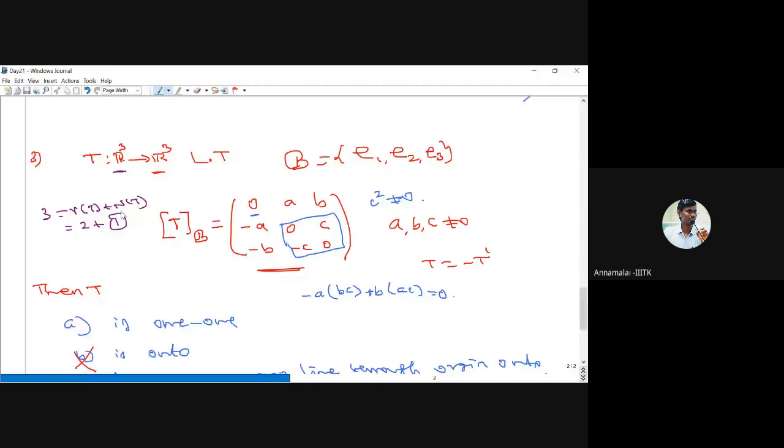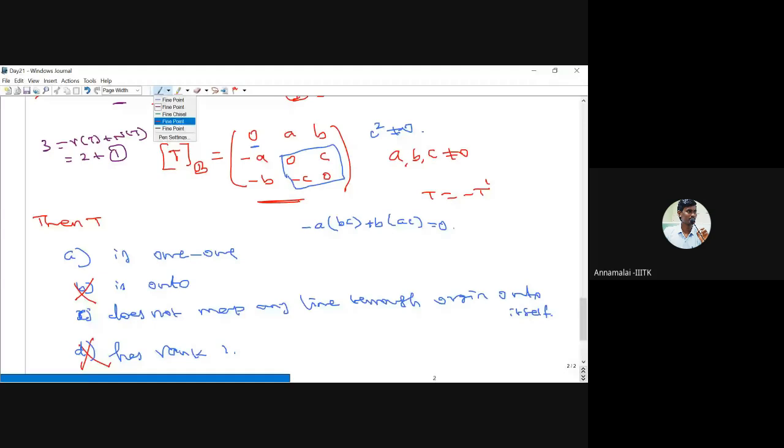By the rank nullity theorem, rank plus nullity equals the dimension of the domain. The dimension of the domain is 3, rank of T plus nullity of T equals 3. Just now we found that the rank is 2. Therefore, the nullity should be 1. The nullity is 0 if and only if T is 1-1. Here the nullity is 1, therefore it cannot be 1-1.